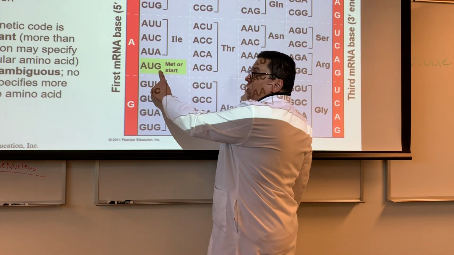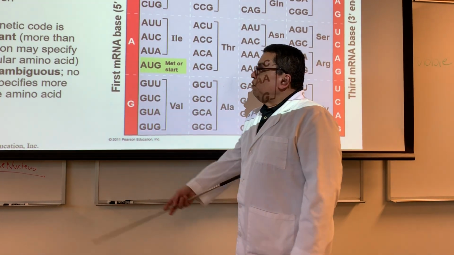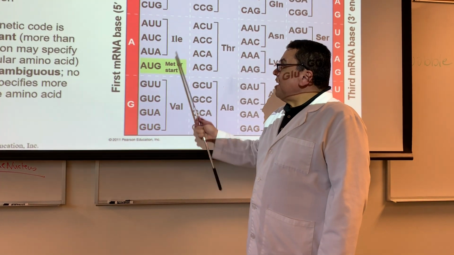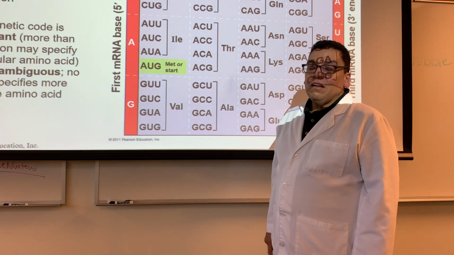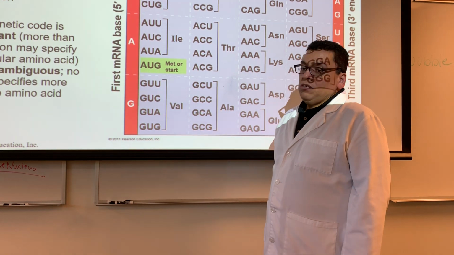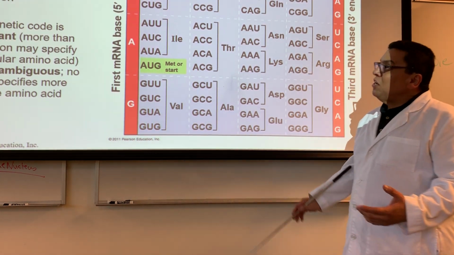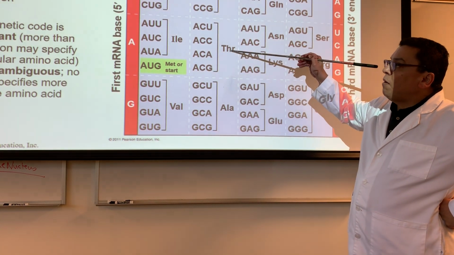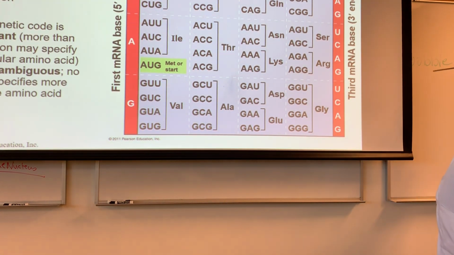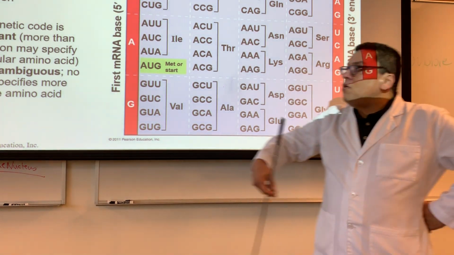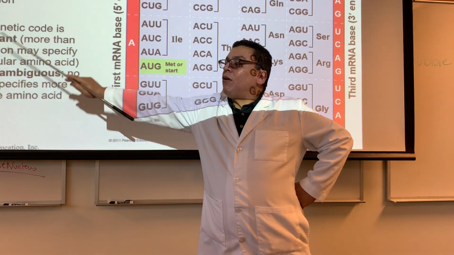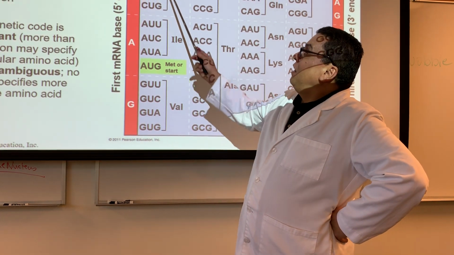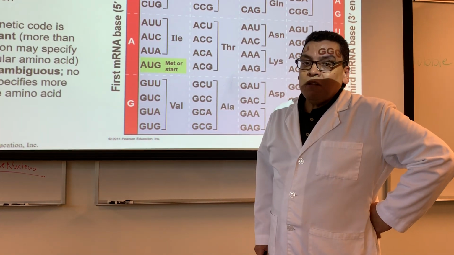But you don't want a mutation here. Because if you mutate AUG to AUA, you're going to go from methionine to isoleucine. This does not have a wobble position. The wobble position is when you have AC whatever gives you the same amino acid. And because of the wobble position, the genetic code is said to be redundant. Look at leucine. There are 6 ways of getting leucine.